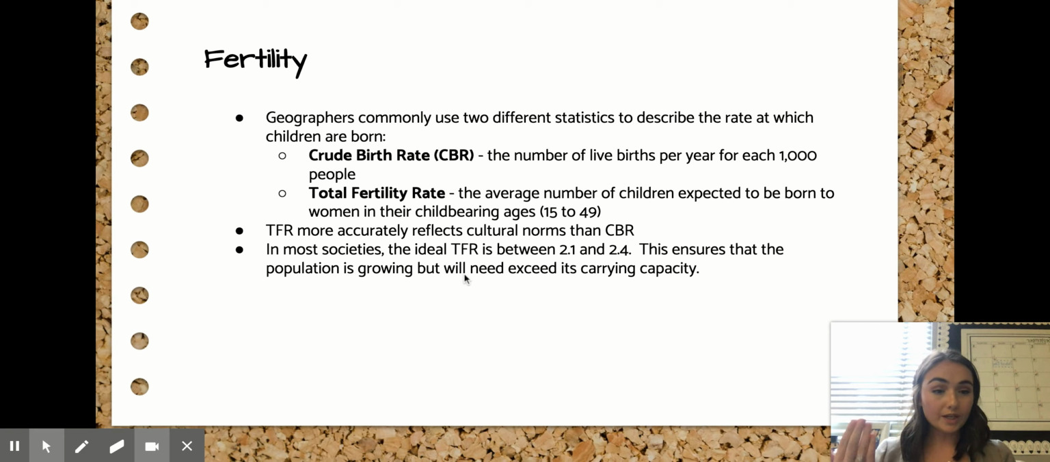But the reason they want it to be between 2.1 and 2.4 is because theoretically, a couple would want to have 2 kids to replace themselves, right? So if every single couple had 2 kids, then the population would stay the same. But when you average it out, if it's 2.1 to 2.4, the population is growing, which is good for your country. You don't want your population to start declining. However, it's not growing too much or too fast.